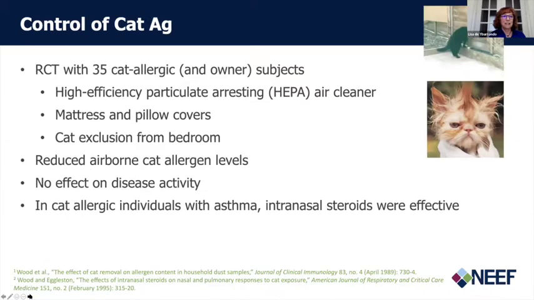Okay, next slide. Okay, so let's look at a study to try to control the cat allergen in the home. This randomized controlled trial involved 35 cat allergic children with asthma who were owners of cats. The intervention used HEPA air cleaners, allergen impermeable mattress and pillow covers, and cat exclusion from the bedroom. So although there was a reduction in airborne cat allergen levels, both in the bedroom and in the kitchen area, it did not have any effect on disease activity.